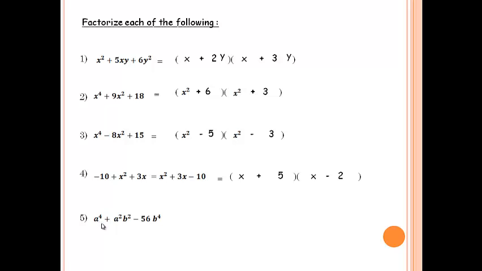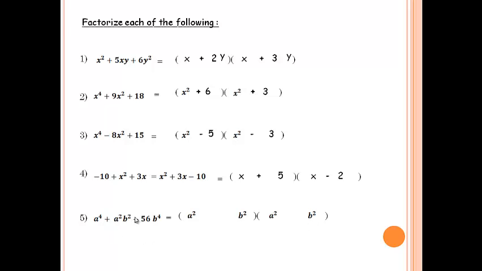a power 4 plus a power 2 b power 2 minus 56b power 4. The coefficient of the middle term is 1. So we can factorize a power 4 as what? As a power 2 and a power 2. What about b power 4? Like number 1, it will be b power 2 and b power 2.